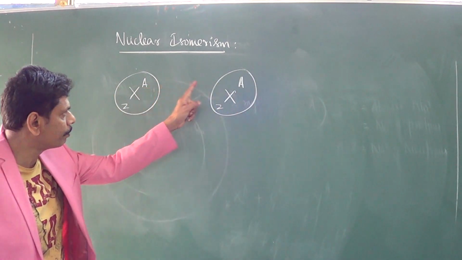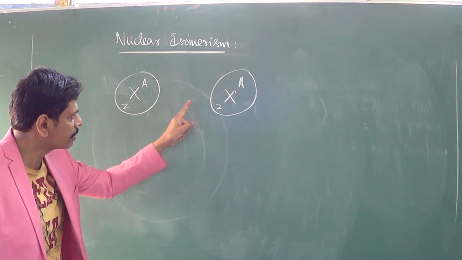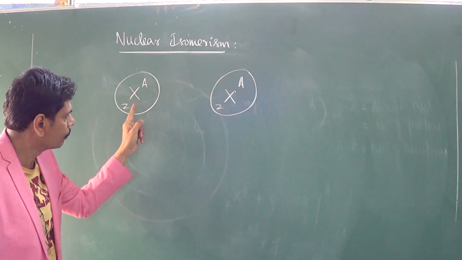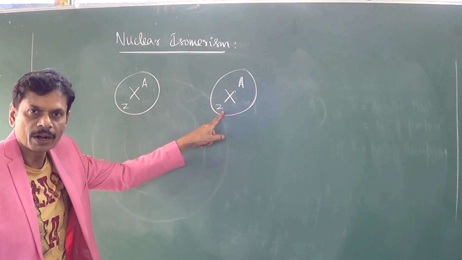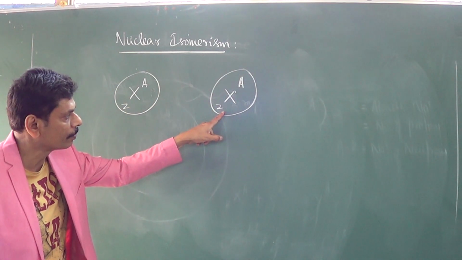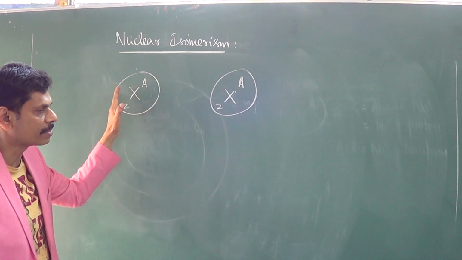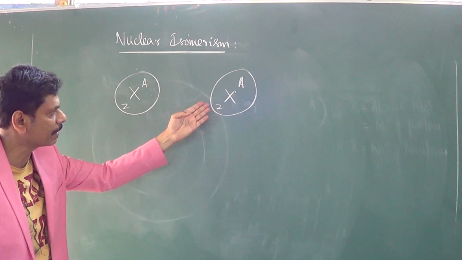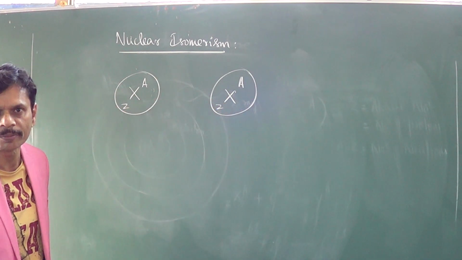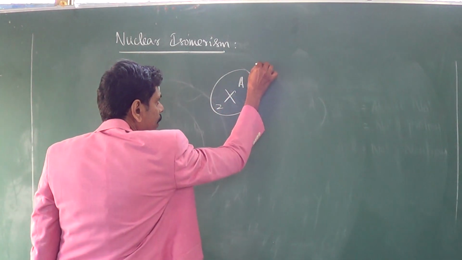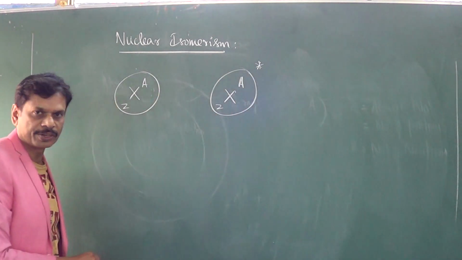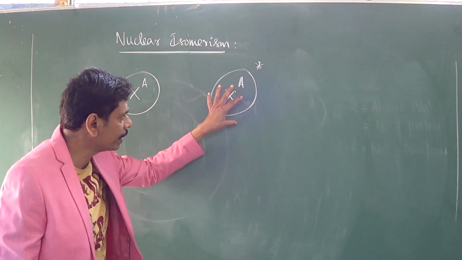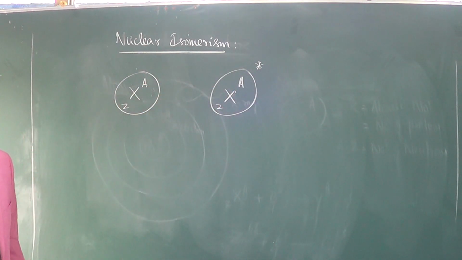Both are having the same mass number. Both are having the same atomic number. Both are having the same neutron number. Both are having the same atomic number, meaning proton number. Proton numbers are the same, neutron number is the same. Everything is the same. Same element also. No change in it, because Z is the same, it must be the same element. But one is having an extra internal energy. If it is having an extra internal energy here, therefore internal structures are different.